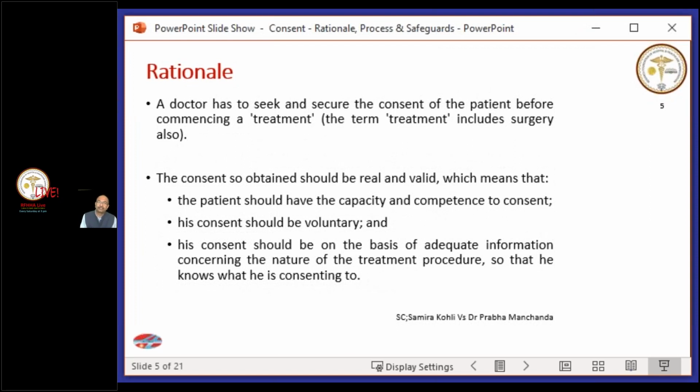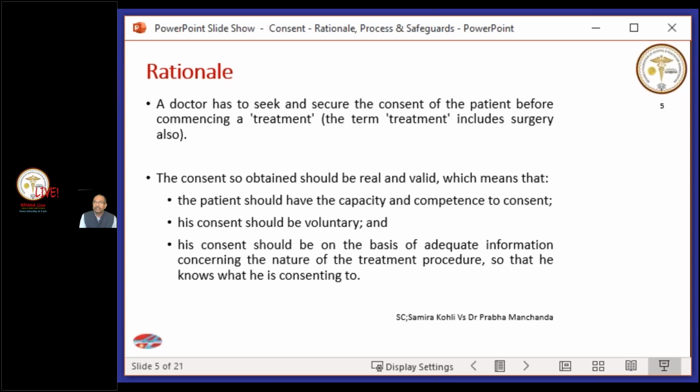used as a rationale for arriving at the decision by the Supreme Court in the case called Samira Kohli versus Dr. Prabha Manchanda. This is one case which has highlighted consent and the scope of it. So let us look at it, and first the rationale. So a doctor has to seek and secure the consent of the patient before commencing a treatment, and here a treatment means any procedure which requires a consent or a procedure which is of an invasive nature or a surgery.